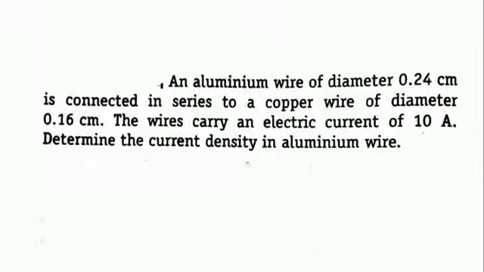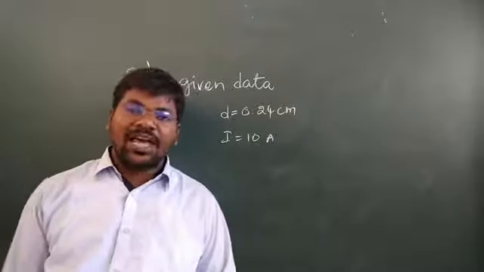Example 1. An aluminium wire of diameter 0.24 centimeter is connected in series to a copper wire of diameter 0.16 centimeter. The wires carry an electric current of 10 amperes. Determine the current density in aluminum. What are the values they gave?